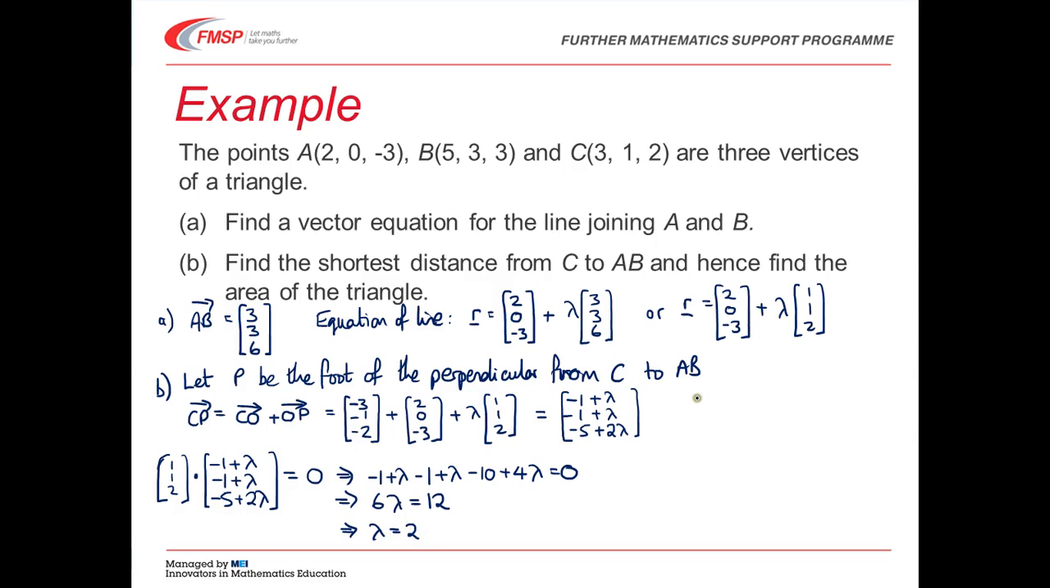So therefore, I'm running out of space here, so I'm going to use this space here. CP is the vector (-1 plus 2, which is 1, -1 plus 2, which is 1, -5 plus 4, which is -1).